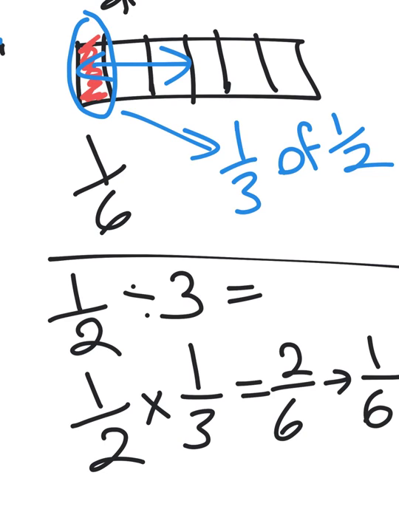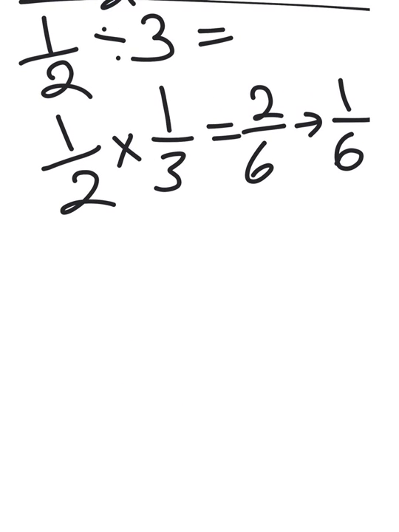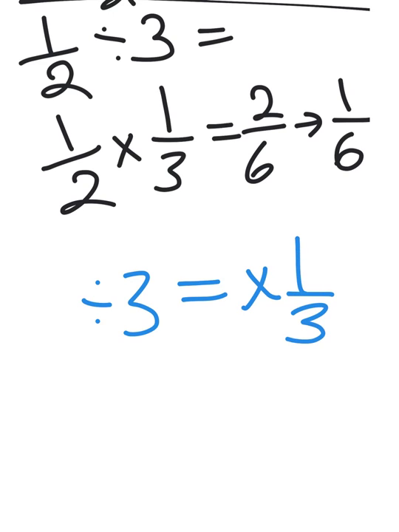So remember the rule. Dividing by a number is the same as multiplying by the reciprocal of that number. So dividing by 3 is the same as multiplying by 1/3. Dividing by 10 is the same as multiplying by 1/10. Now please go ahead and do guided learning number 1 on page 194 in your book.